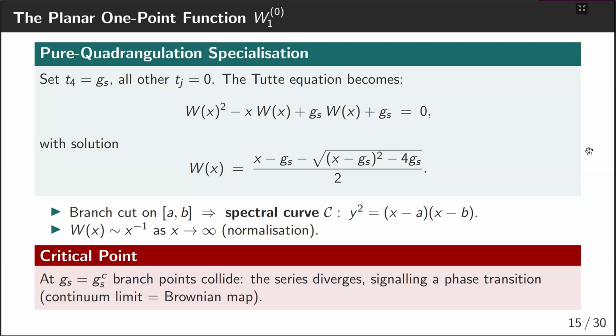This is a normalization. So we have a critical point: as g_s equals g_sc, the branch points collide, the series diverges, and this signals a phase transition to the continuum limit. So this is the Brownian map in the limiting case.